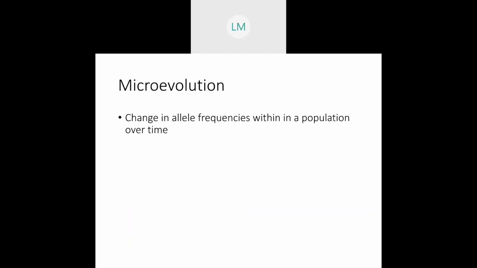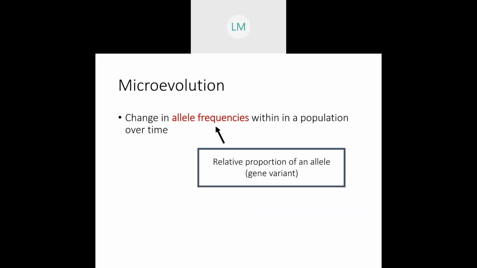So when we're talking about microevolution, this is referred to as a change in allele frequencies in a population over time. So this is a very important definition for us to understand. So we're going to break it down so we understand what all of the different parts of this definition mean. So when we talk about allele frequencies, we talked about alleles in chapter 8. So this is the relative proportion of an allele. So how much of a certain type of allele is in a population. So how much of this gene variant is in a population, right?